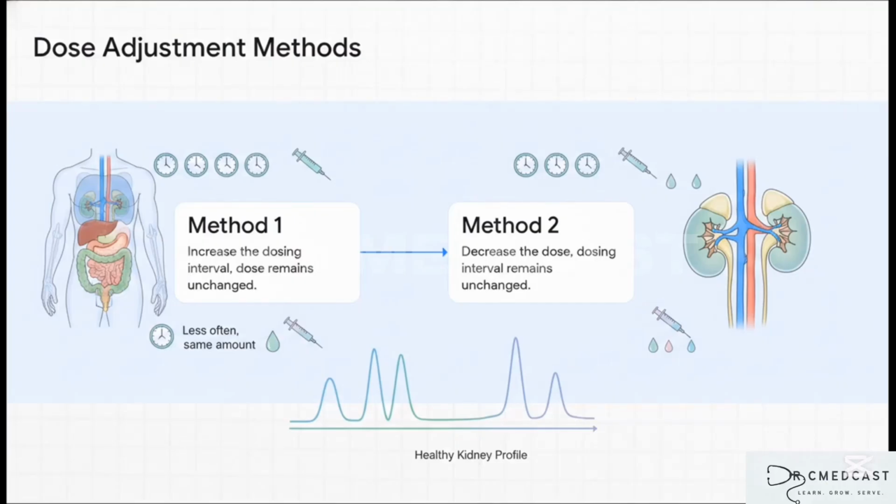So how do we actually make the adjustment? Well, we have two main levers we can pull. We can either give the same dose, but less often, stretch out the interval, or we can give a smaller dose, but stick to the original schedule. Either way, the goal is exactly the same, to keep the drug level in that sweet spot, preventing it from building up to toxic levels.